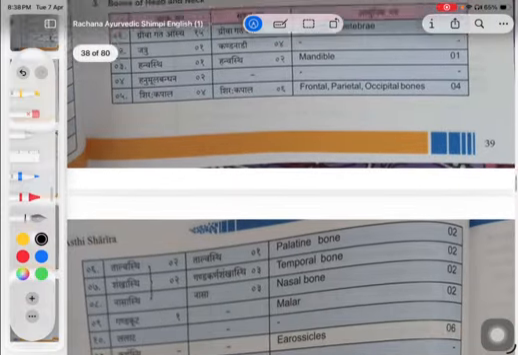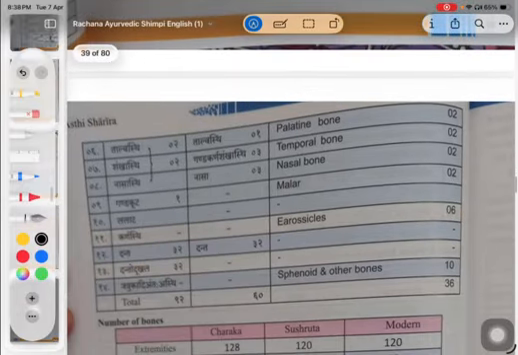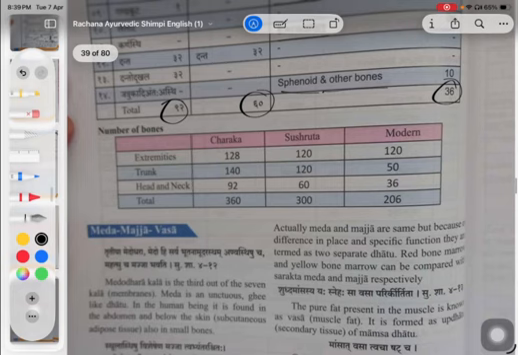Then bones of head and neck, again, you just need to go through them. We already know about palate, temporal, nasal, ear, sphenoid and other bones. So total will be 92, 60 and 36. So this table is very, very important, right? This you need to learn by heart.